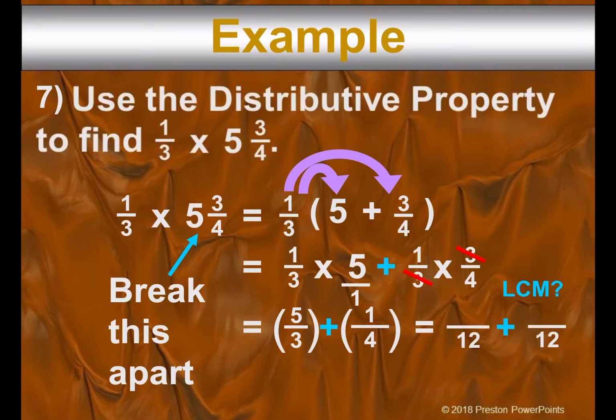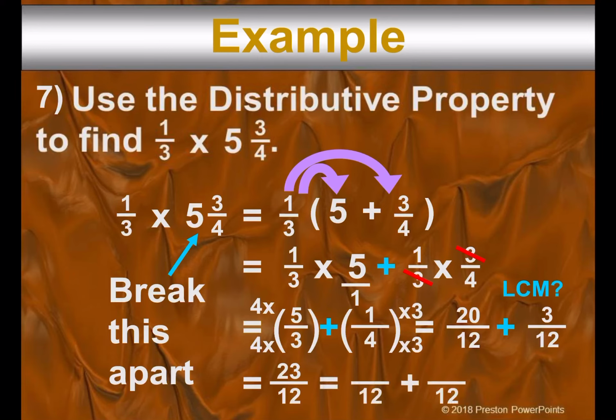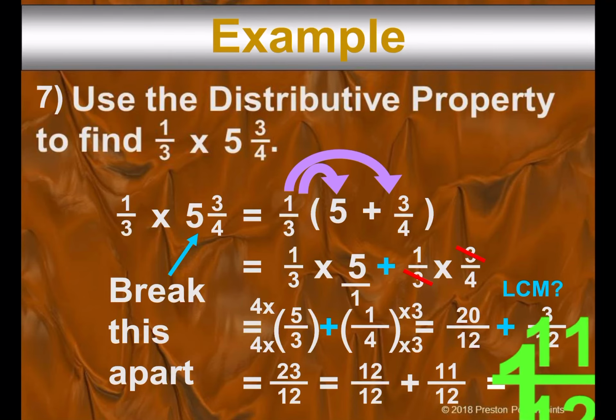So the least common multiple for both of those would be 12. So I have to multiply the 3 by 4 to get 12. So whatever I do to the bottom, I'm going to do to the top, which means I get 20 on the top. And then on the 4, I have to multiply it by 3. So whatever I do to the bottom, I'm going to do to the top, which ends up being 3 over 12. Now I can add those. So then I end up with 23 over 12. And then I can break that up into 12 over 12 would be 1, right? And then 11 over 12, so it'd be 1 and 11/12.